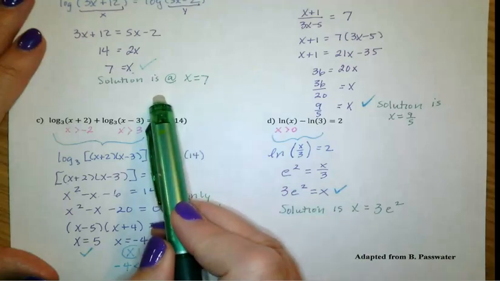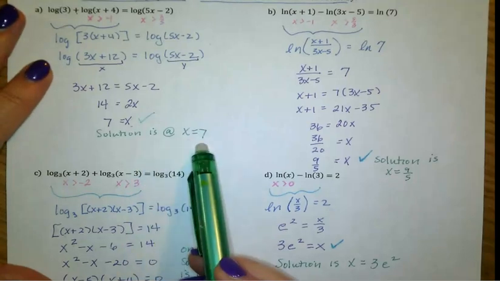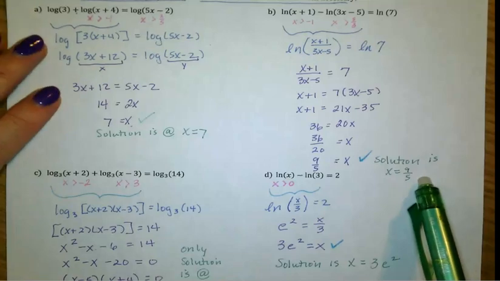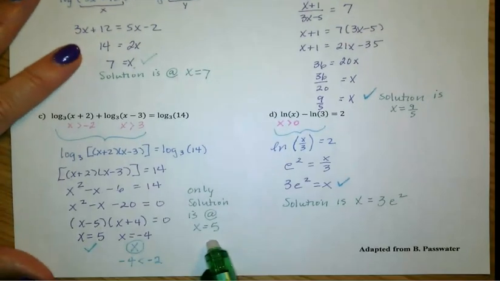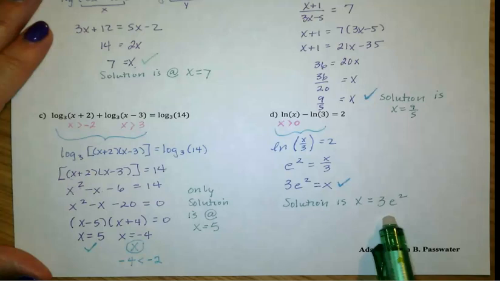So we had a solution on A at x equals 7. We had a solution for B at x equals 9/5. We had only one solution on C at x equals 5. And we have a solution here at x equals 3e to the second. So remember again, this is just a number.